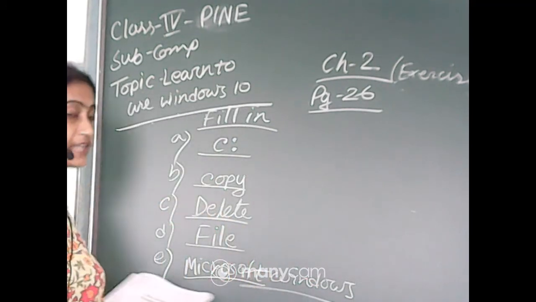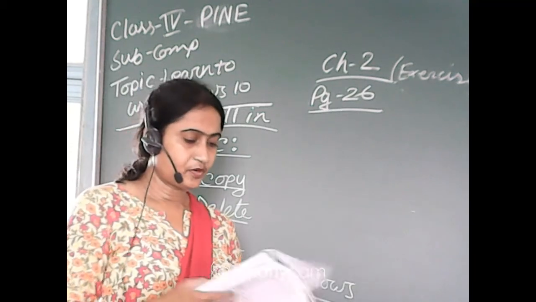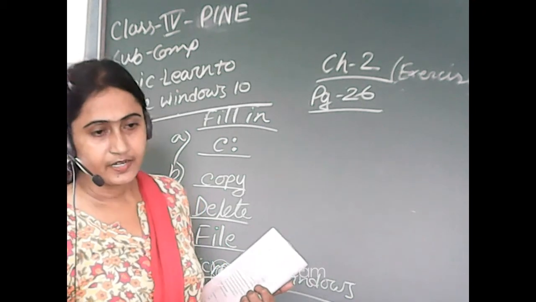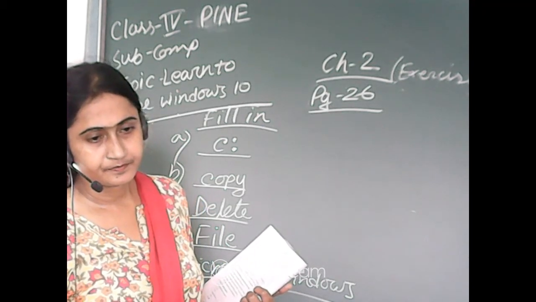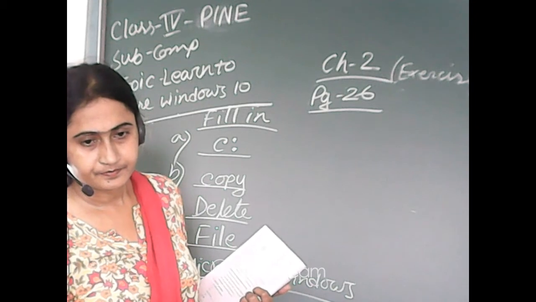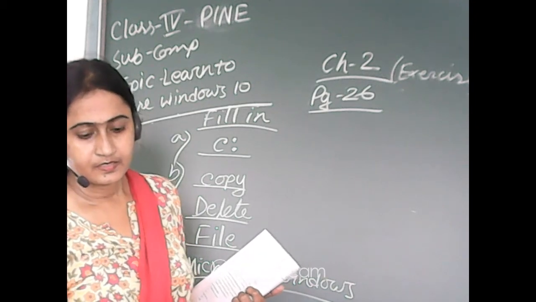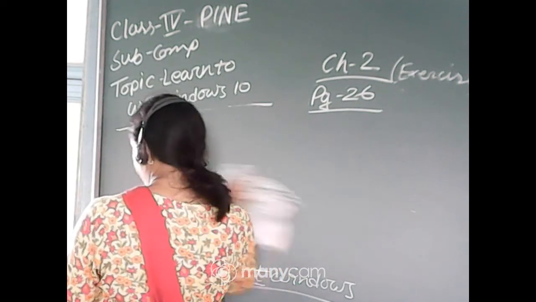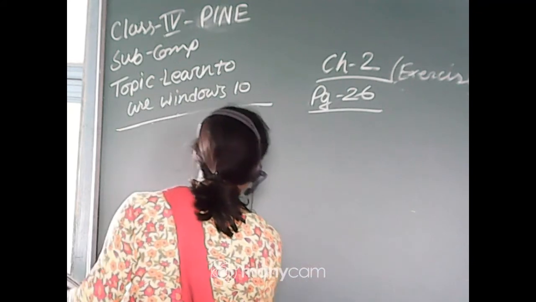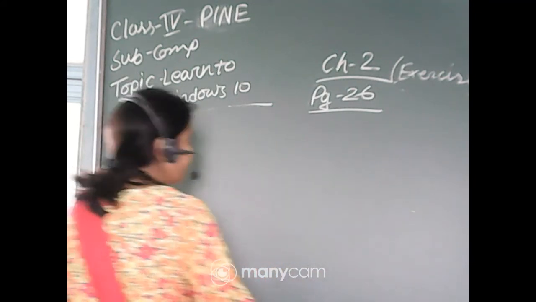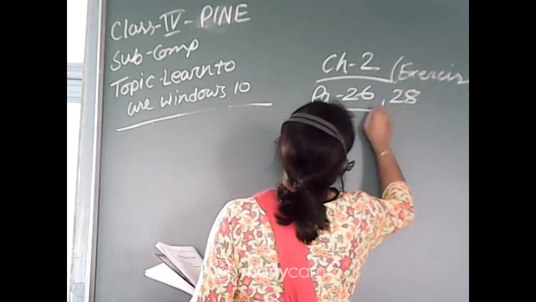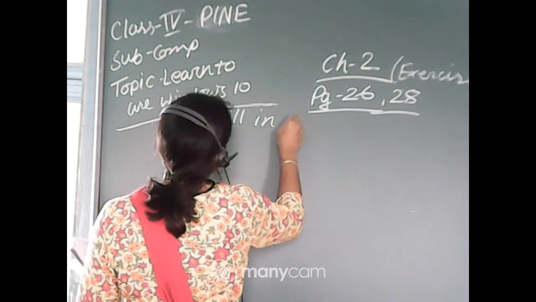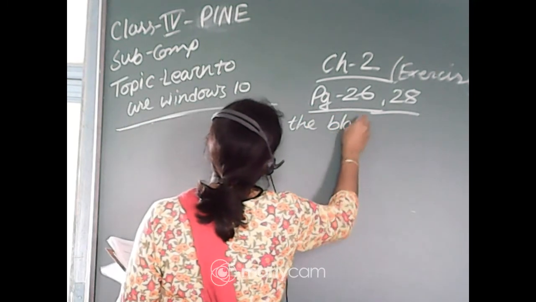Okay, next exercise, the book exercise. Please open page number 28. Page number 28, beta. First is My Practice Zone. Fill in the blanks. Page number 28.